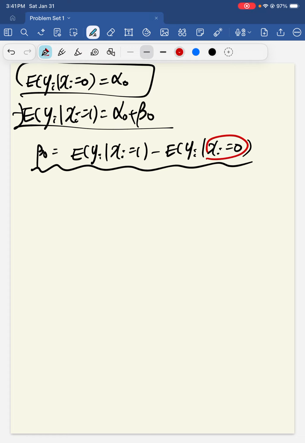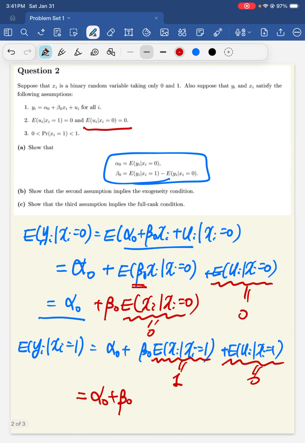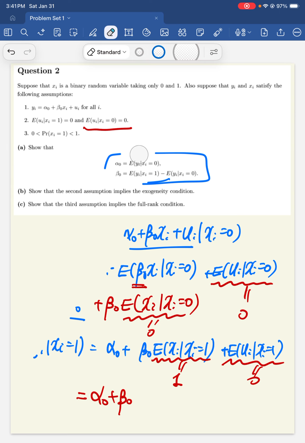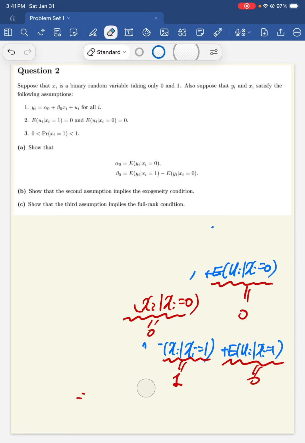When x changes from 0 to 1, it increases by 1 unit, and then the expected change in y is beta 0. That is the definition of the slope. So we get what we want. Okay? So it is pretty simple. Okay, that was a proof that does not utilize the general theorem. We did not use the general theorem here.